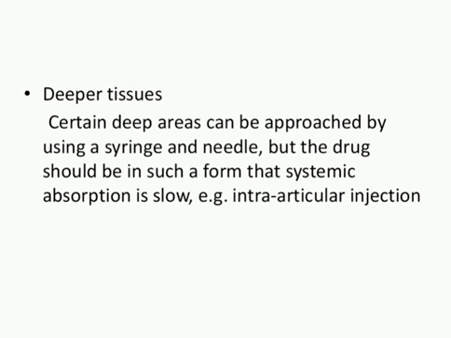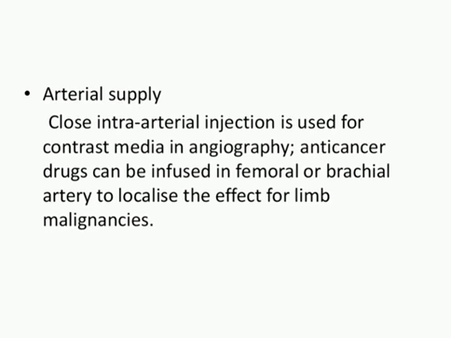Now the second type of local route is your deeper tissues. Now certain deep areas can be approached by using a syringe and needle, but the drug should be in such a form that the systemic absorption is slow, right? Now the third local route is your arterial supply. This is mainly the supplying of your drug in the arteries.